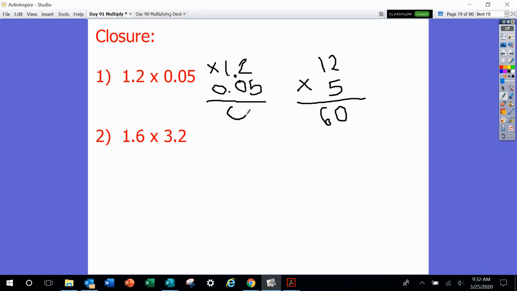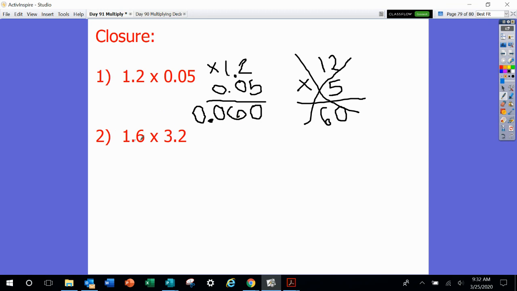Okay, so I'm coming back here. I have 60. How many numbers total are behind the decimal point in my problem? I have 1, 2, 3. So I'm going to have 3 behind the decimal point in my answer. Hopefully your answer is 60 thousandths, also known as 6/100.